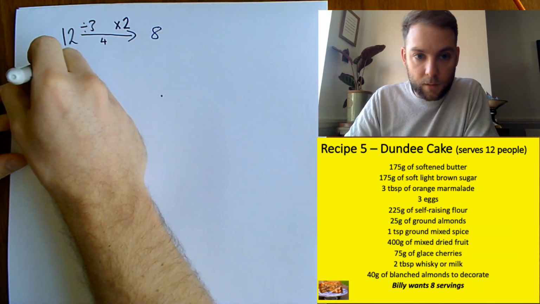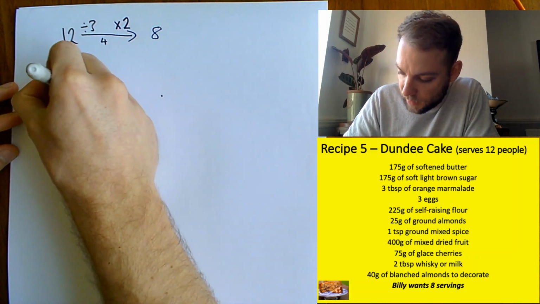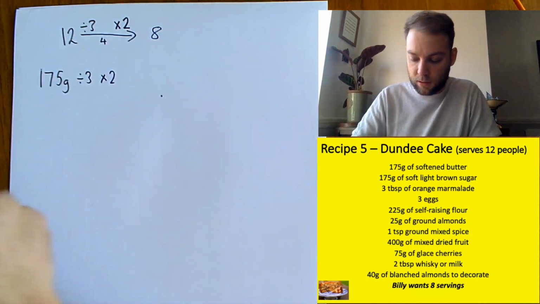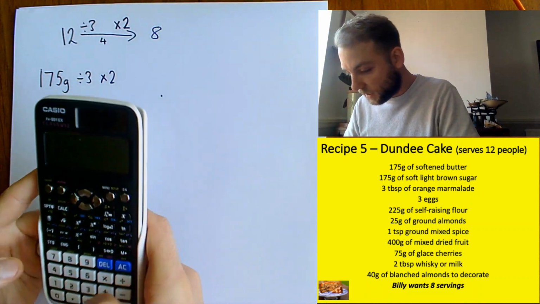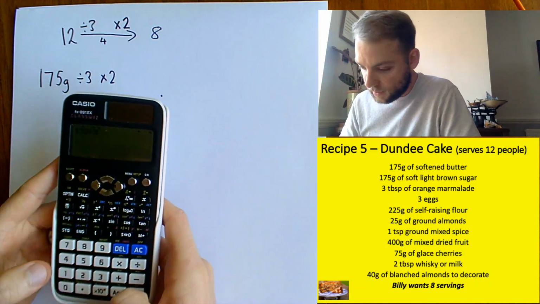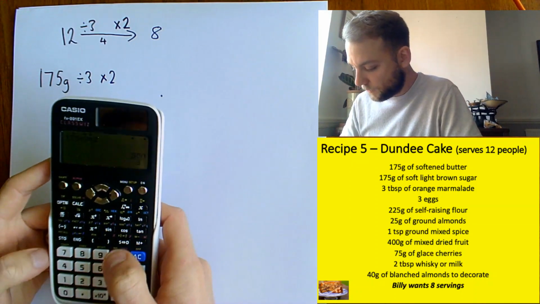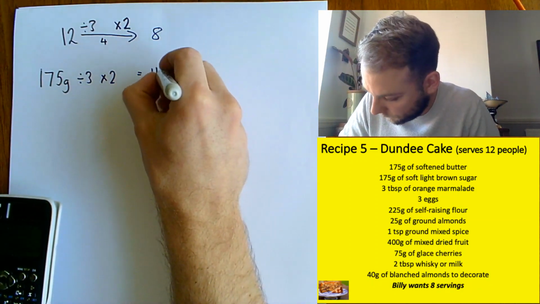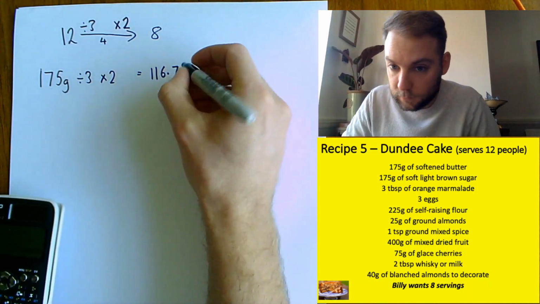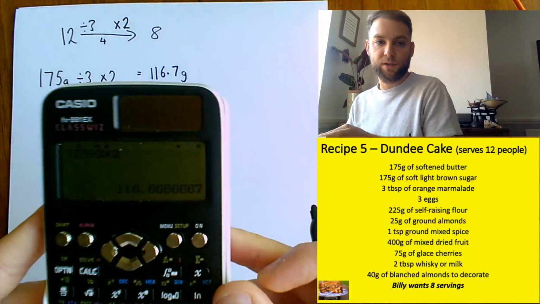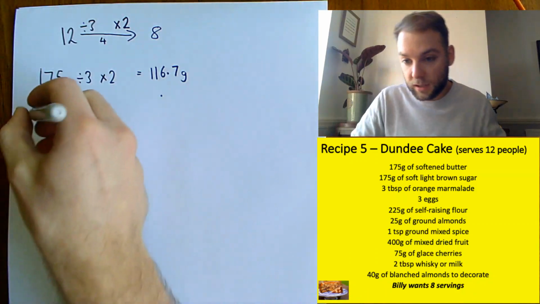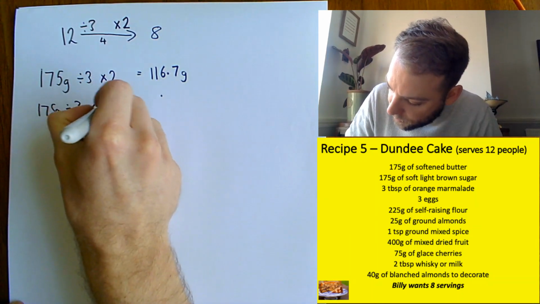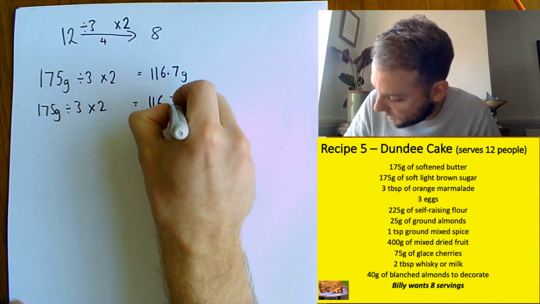So 175 grams divided by 3 times by 2. So 175 divided by 3 times by 2, in this case, is 116.6 recurring, which rounds to 116.7. Let's do the next one. The next one's exactly the same, isn't it? Divide by 3 times by 2, which is going to be the same, 116.7 grams.